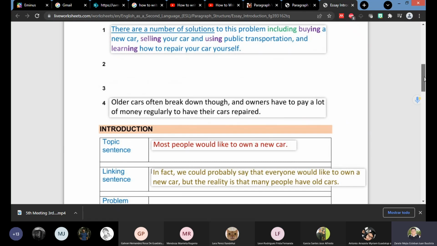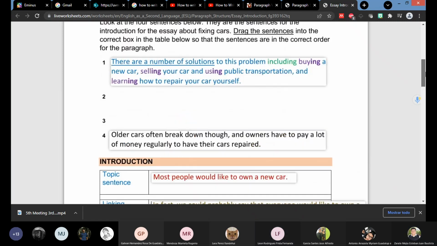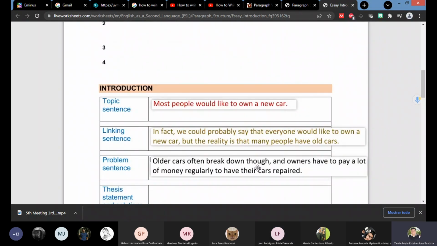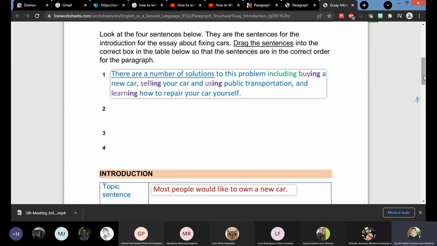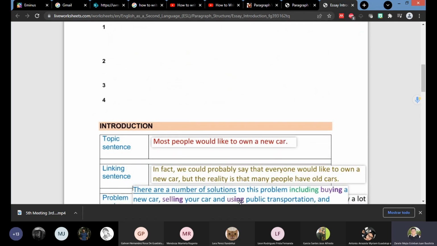All right. So now, what is the problem? Number 4. Number 4, the problem, discussing about old cars. Yes, definitely. The remaining is the one that establishes the thesis and the solution. And this is the thesis. I believe that there are a number of solutions. You see, this is my thesis. This is my belief. That's why it says there are a number of solutions. Okay.